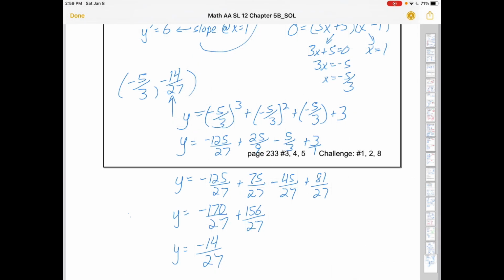There's a bunch of practice on page 233. 3, 4, and 5 are pretty reasonable. 1, 2, and 8 are a little more challenging. So take your pick there, but do try a few of these.